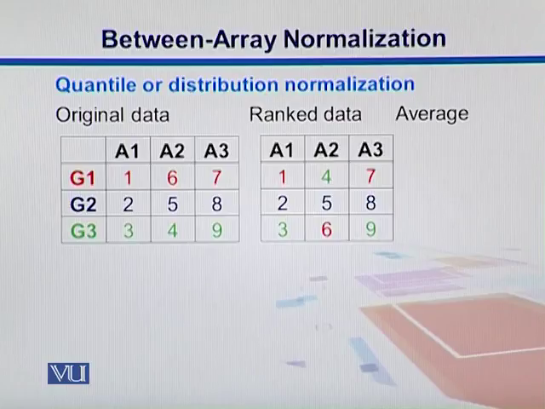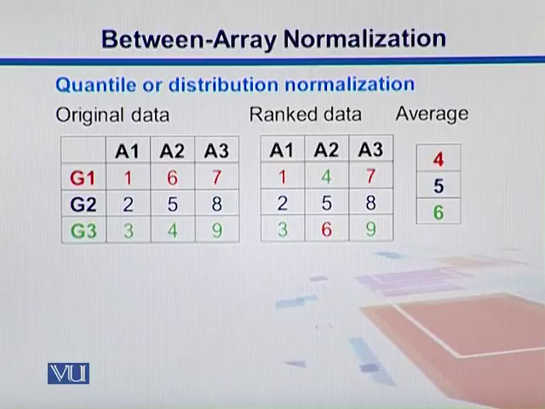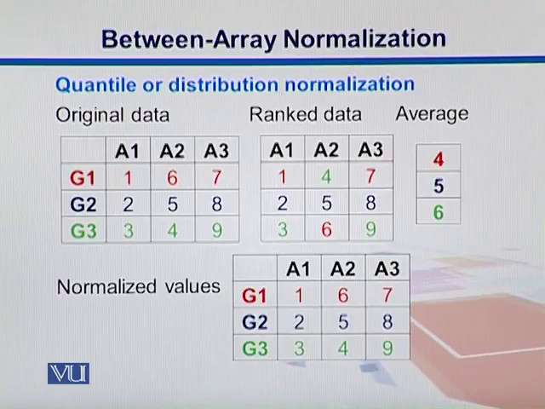When we take the averages for each row, for the top row the average is 4, and then 5, and then 6. We use these averages and we correct every number with these averages, and finally the normalized numbers look like this.